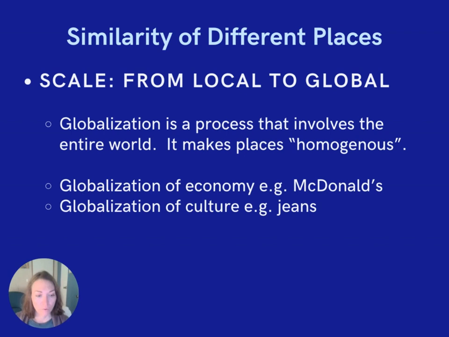And speaking of scale, we also want to apply this to our analysis of concepts. We'll think about local scale versus global scale in a lot of these different concepts. Globalization is a process that involves the entire world, and it makes places homogeneous. You might also call those uniform landscapes, such as golf courses. You'll see McDonald's anywhere you go, so globalization of the economy is part of that. McDonald's, globalization of culture, like with jeans, you'll see these things everywhere. They're globalized.